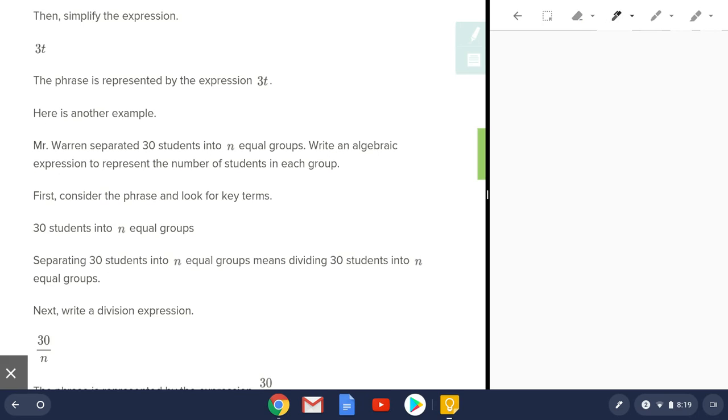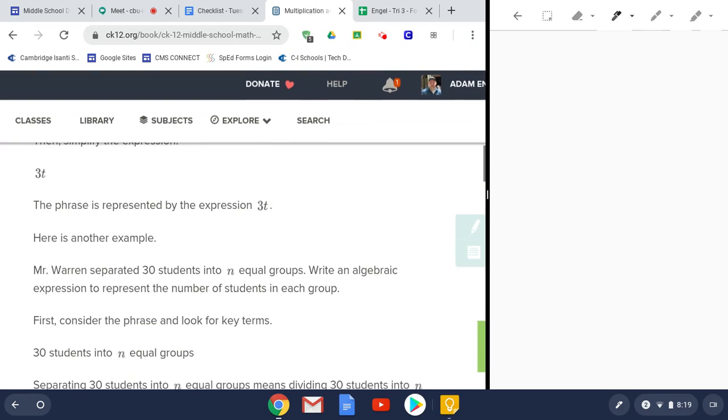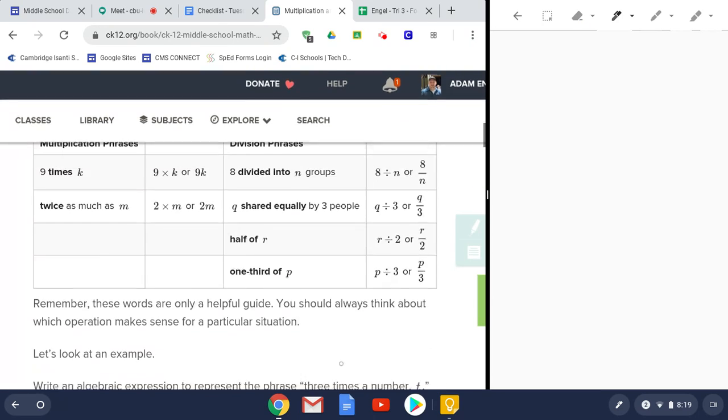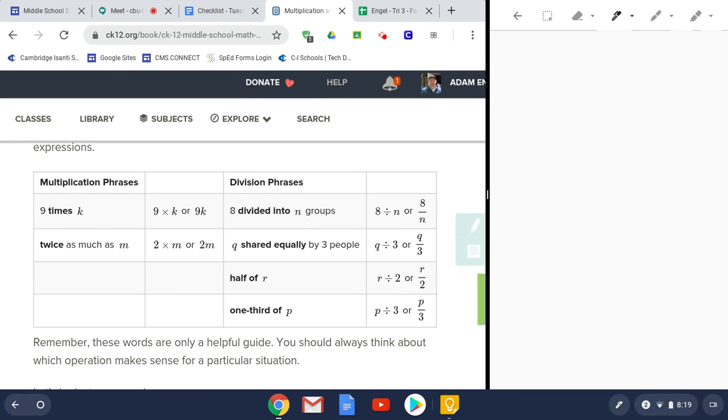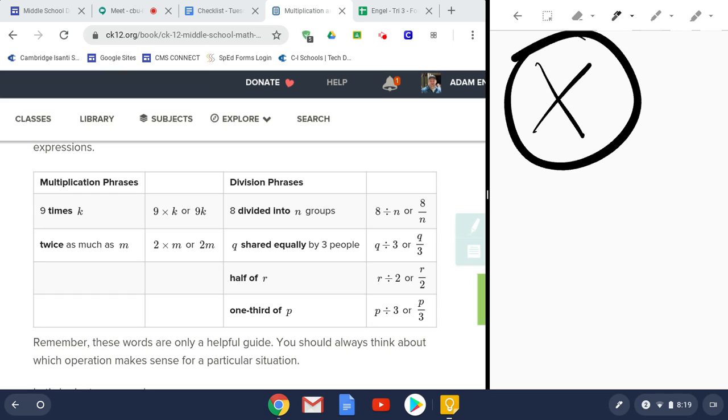Alrighty, welcome back, guys. Happy Tuesday. We are going to look through our different examples here. So really quickly, though, let's review our phrases from yesterday. You should have these written down in notes. So if we're talking about multiplication phrases, right? 9 times k represents multiplication. Twice as many as m. Or 3 times as many as m. If we look at multiplying, we're going to notice that the number is increasing, right?